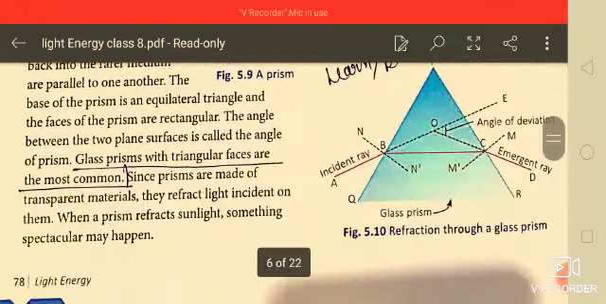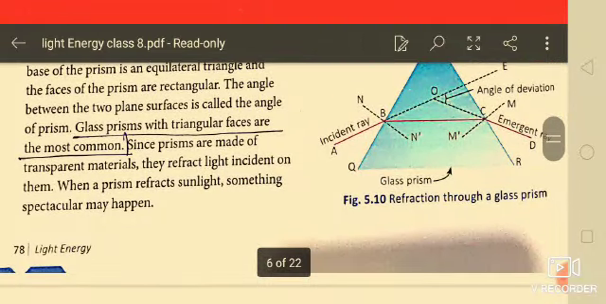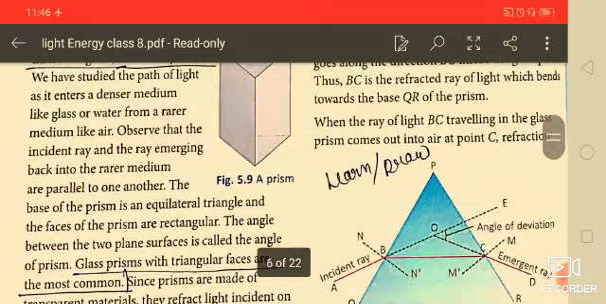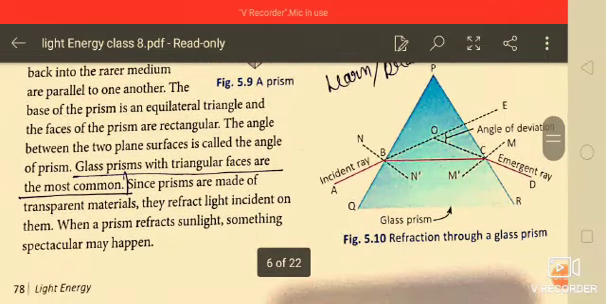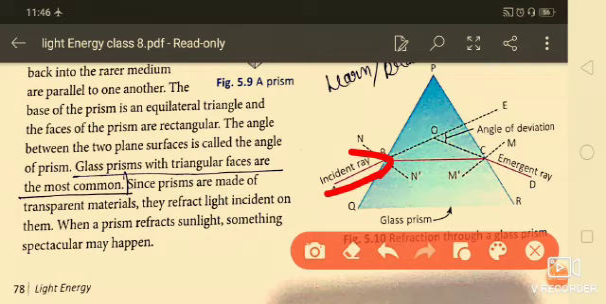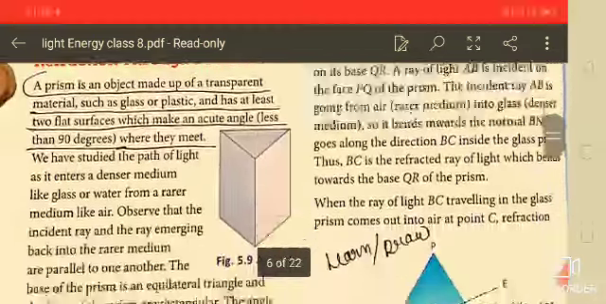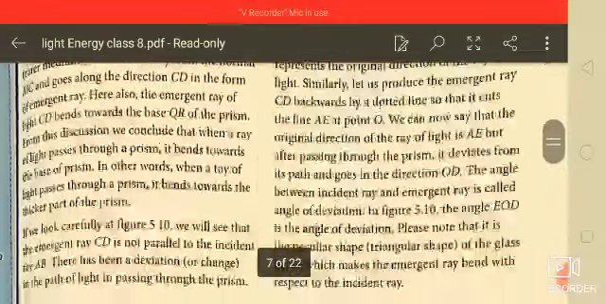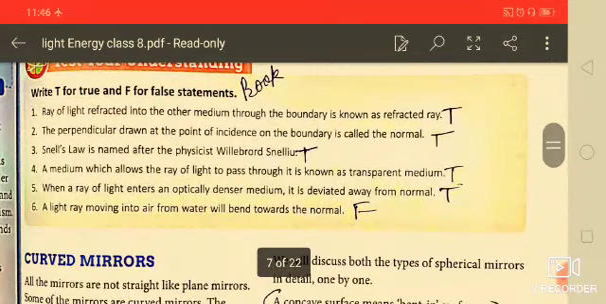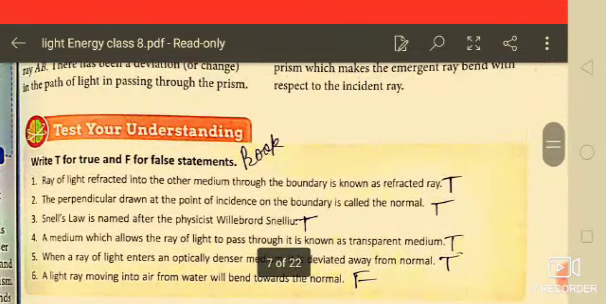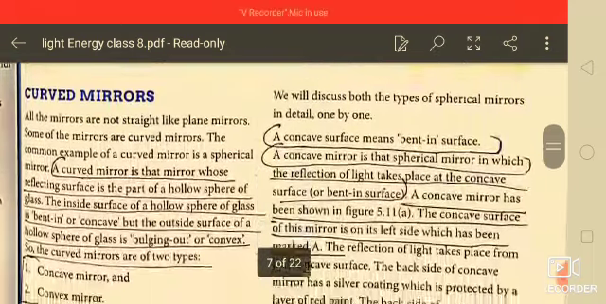See here, glass prisms with triangular faces are the most common. Whenever light falls on the prism, it will break down into its several colors. Okay, now students, next one is test your understanding. You will do these questions with the help of your book.